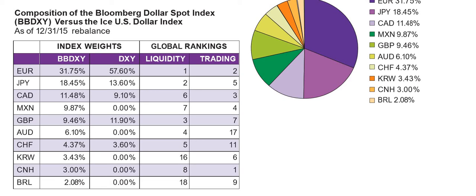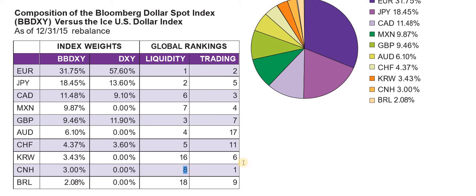And if we look from our right-hand side, we will get to know that the global ranking in terms of liquidity is: euro number one, Japanese yen number two, GBP number three, Aussie number four, Swiss franc number five, and so on and so forth. Chinese yuan is amongst the top 10 most liquid currencies of the globe, and here is the live proof of that. The Chinese yuan is at number 8.